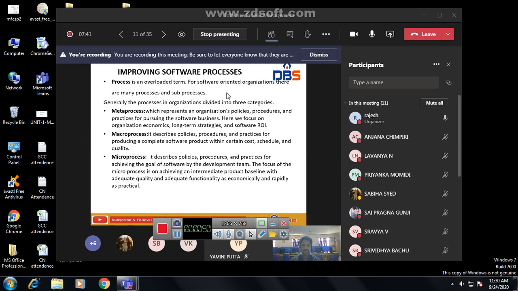Okay, generally the processes in an organization are divided into three categories. The first one is the meta process, the second one is the macro process, and the third one is the micro process.